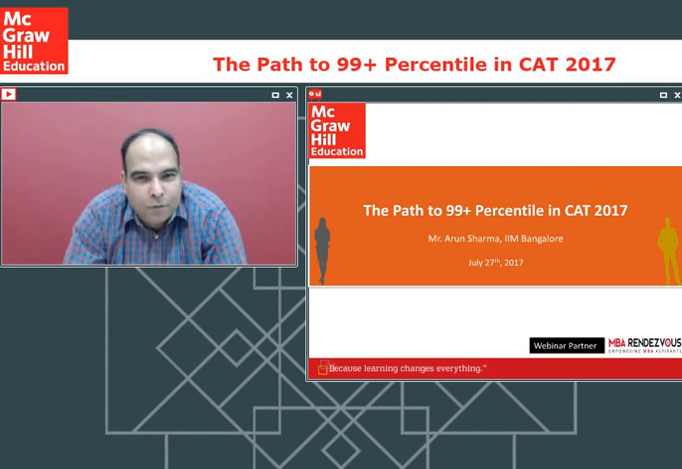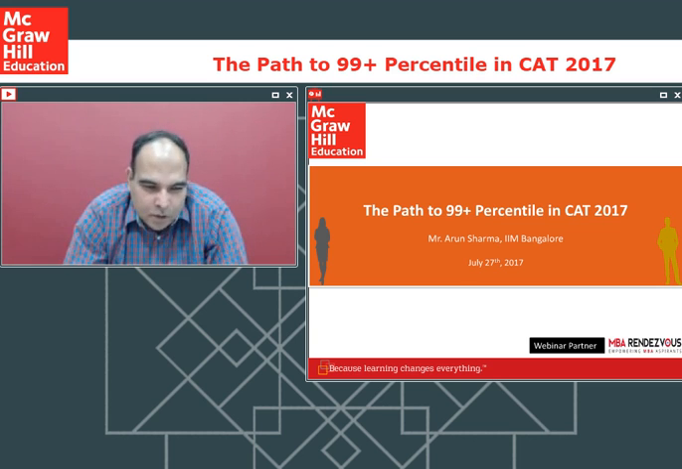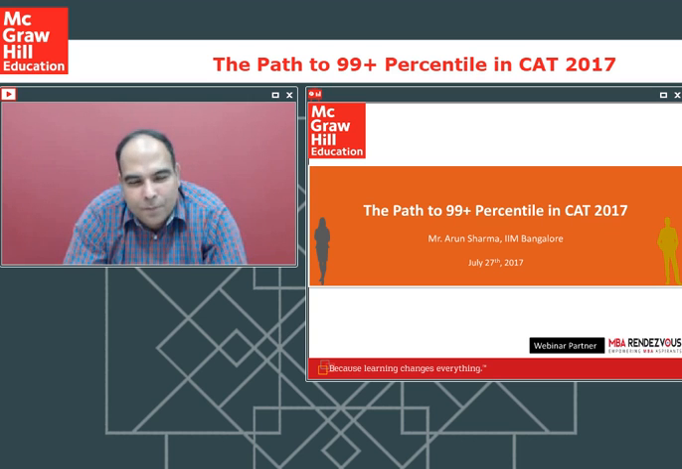If you look at it rank wise, approximately 2 lakh people give the CAT. A 99 percentile means the top 2000 ranks. And as I'm going to show you today, it's actually easier than you think, and it's essentially process driven. If you understand the process well and you execute it properly, there's nothing that can stop you from getting to that 99 percentile.